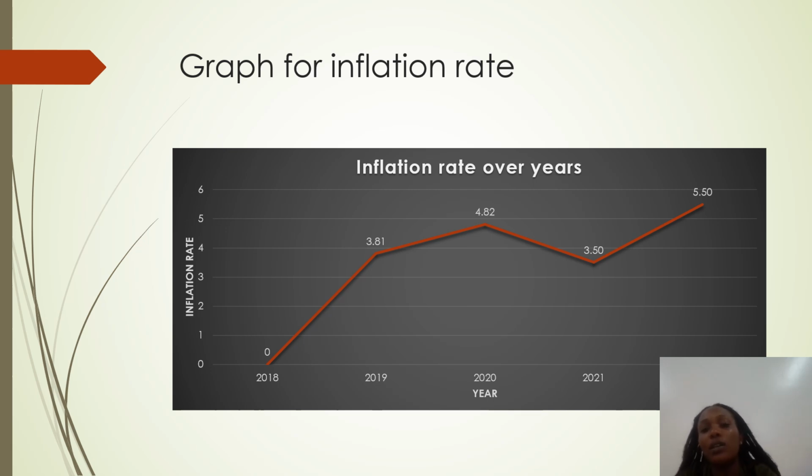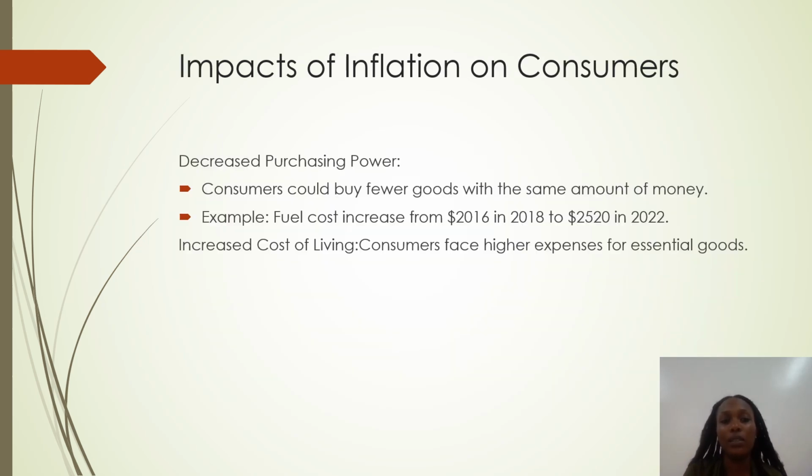So we see that there is an increase because of the increase in price. Also, the inflation increased. When it comes to 2021, we see that it decreased slightly, and in 2022 it has increased again. So what does this tell us? The impact of this increase and decrease of inflation on the consumer caused the consumer's purchasing power to decrease.